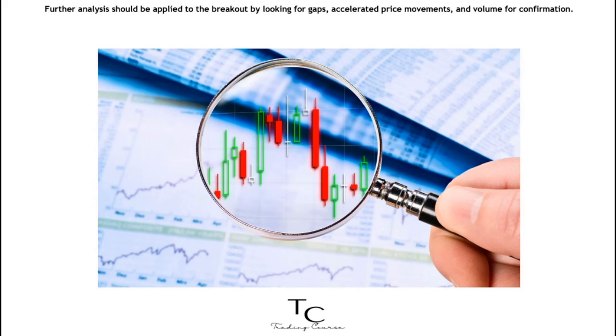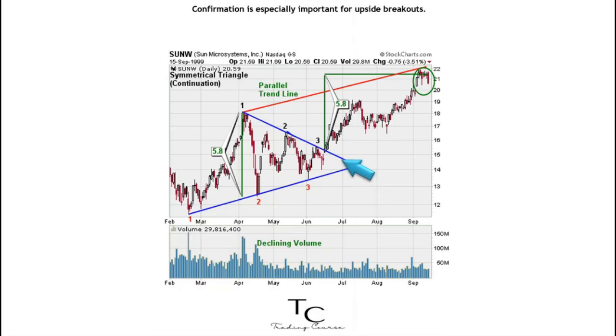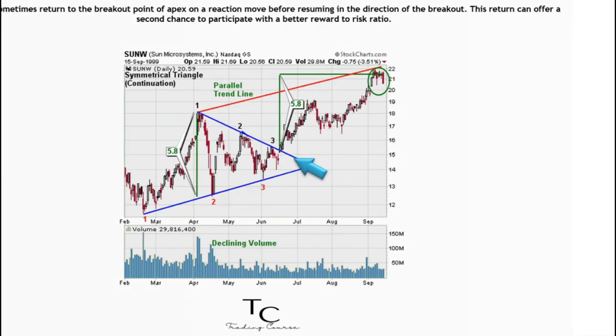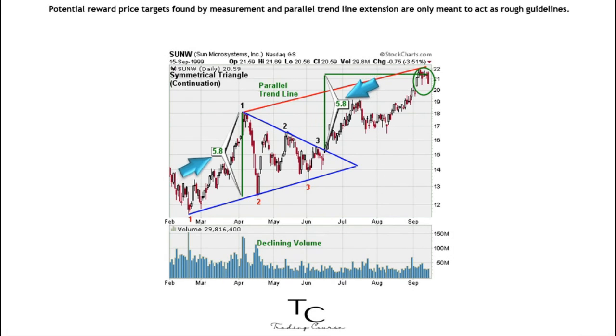Further analysis should be applied to the breakout by looking for gaps, accelerated price movements, and volume for confirmation. Confirmation is especially important for upside breakouts. Prices sometimes return to the breakout point or apex on a reaction move before resuming in the direction of the breakout. This return can offer a second chance to participate with a better reward-to-risk ratio. Potential reward price targets found by measurement and parallel trend line extension are only meant to act as rough guidelines.